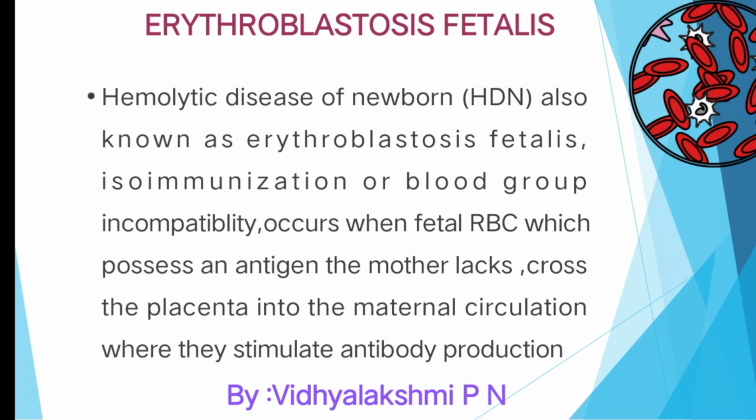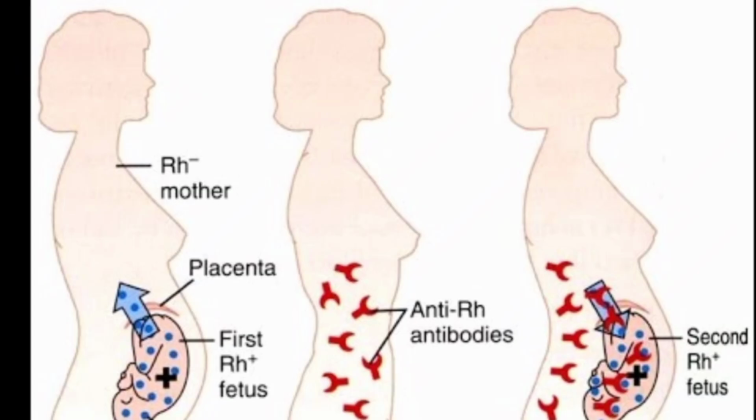That means the antigen is lacking in the mother's blood group. The antigen present in the fetal blood will cross the placenta and get into the maternal circulation during placental separation. During that time, the mother's body will produce the antibody, and it will go and attach with the antigen. The antigen antibody reaction will take place. That, in simple terms, is known as Erythroblastosis fetalis, otherwise Rh incompatibility. We'll see in detail by this diagram.